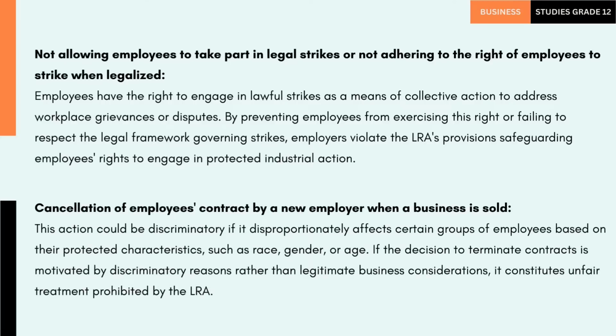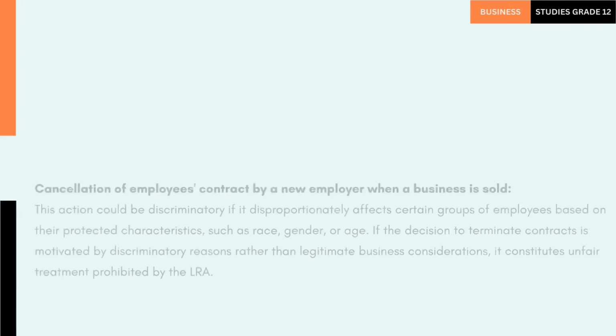5. Cancellation of employees' contract by a new employer when a business is sold. This action could be discriminatory if it disproportionately affects certain groups of employees based on their protected characteristics, such as race, gender, or age. If the decision to terminate contracts is motivated by discriminatory reasons rather than legitimate business considerations, it constitutes unfair treatment prohibited by the LRA.